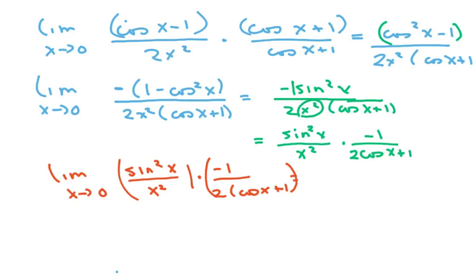And that's going to equal 1 times negative 1/4, which is negative 0.25. Okay.